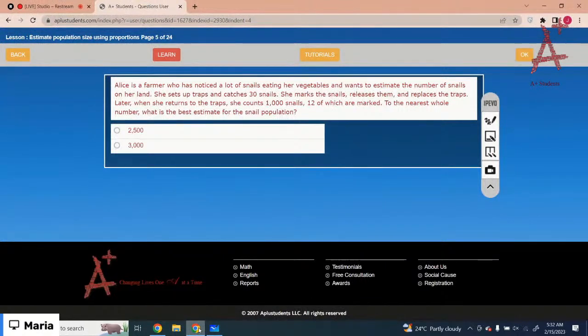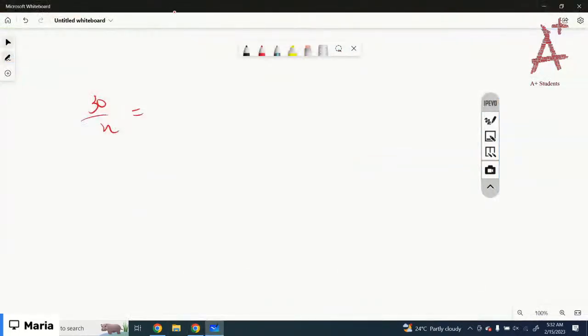She marks the snails and releases them and replaces the trap. Later, when she returned to the trap, she counted 1,000 snails, 12 of which are marked. So it would be now 12 over 1,000. Just do cross multiplication: 12 times x equals 1,000 times 30. So x equals 1,000 times 30 over 12. Let's just calculate the value.